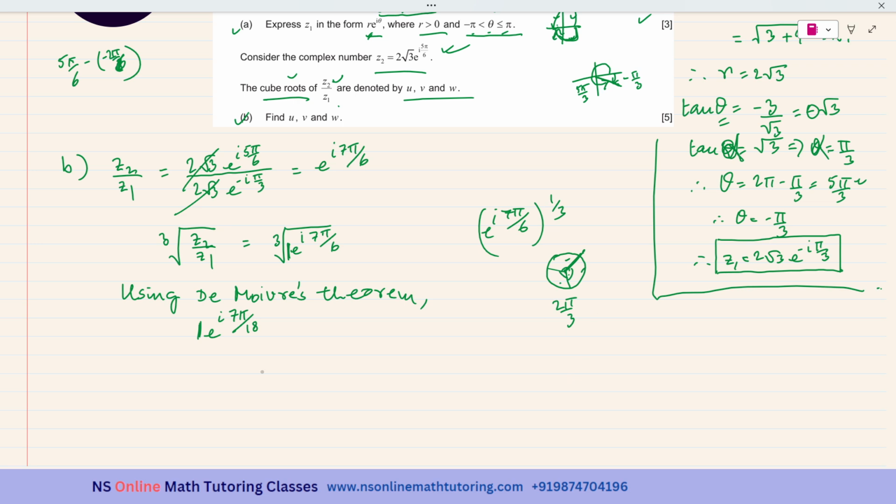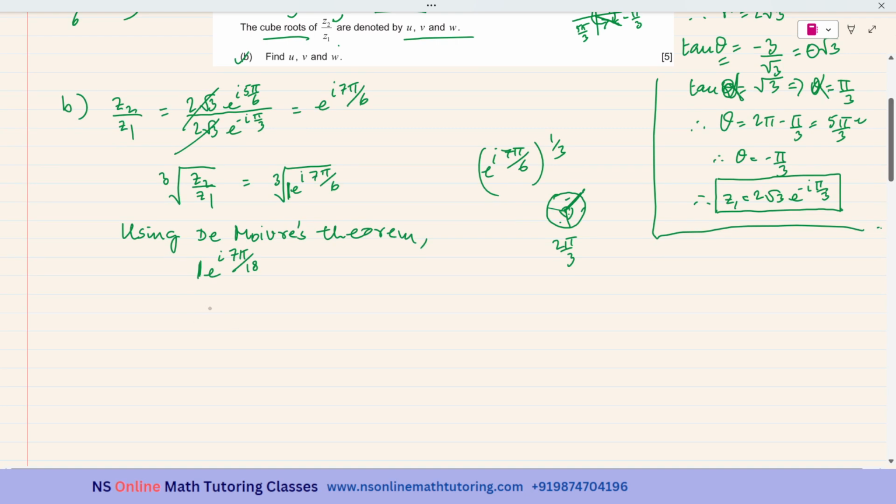Okay. So if this is the first root, what will be the second root? It will be e to the power of i 7 pi over 18 plus 2 pi over 3. What is that equal to? I have to make the common denominator as 18. So I have to multiply this with 6. And this will be 2 times 6 is 12. 12 plus 7 is 19.